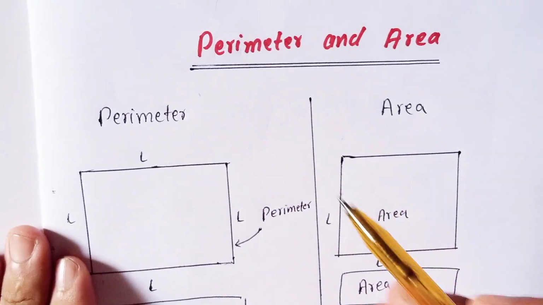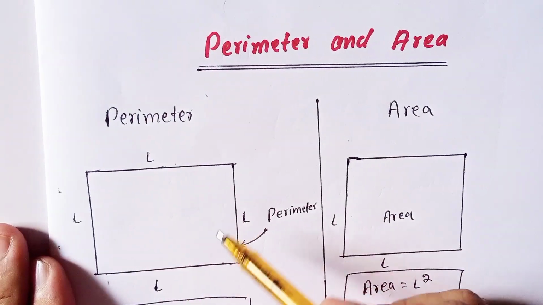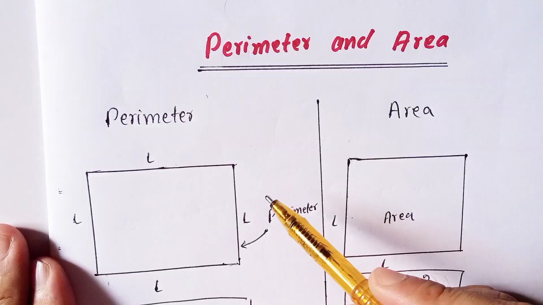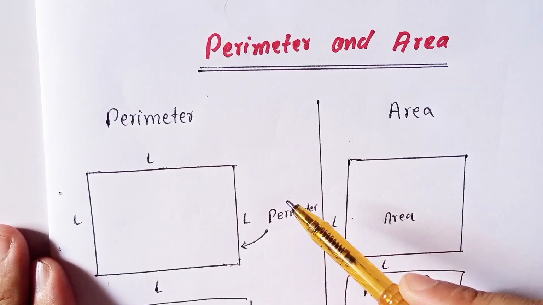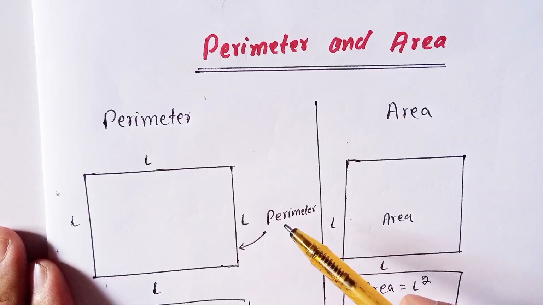In today's lesson I am going to show you what is perimeter and what is area. The perimeter is the total distance around a shape, right? It is the length of any shape if it is expanded in a linear form. The perimeter of different shapes can match in length with each other.